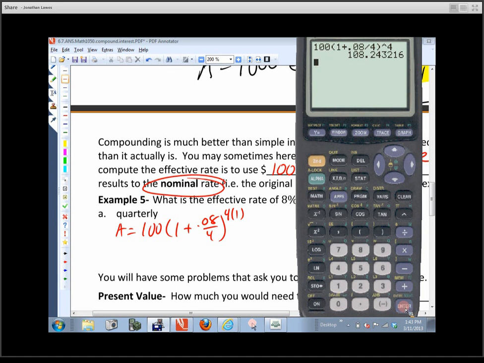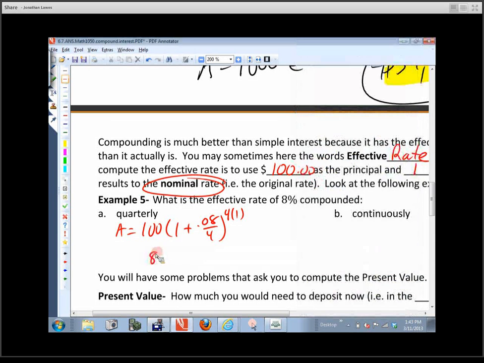$108 and 24 cents. Not 108 even, not exactly 8%. All we have to do is take that 1 and the 0 off. It's going to be 8.243%. Because it was $108.243, it was like this.